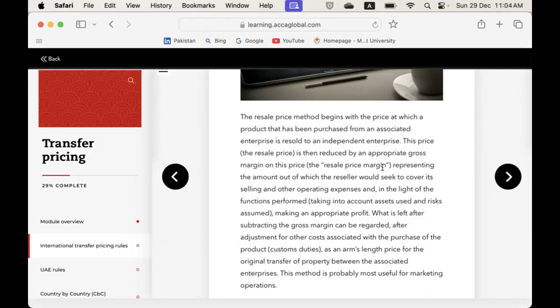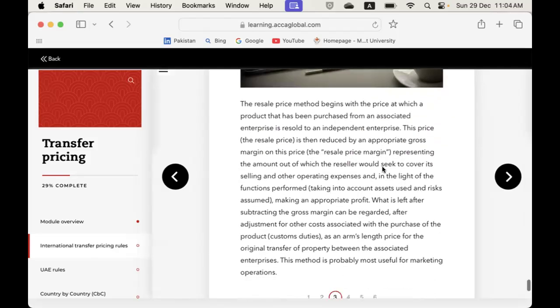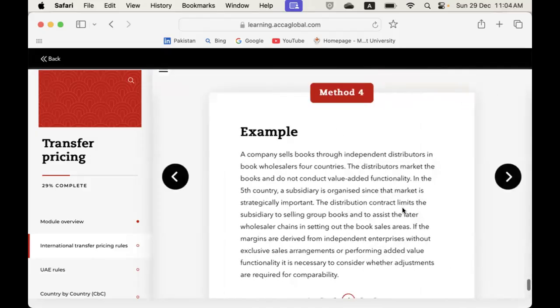That independent third party sales will be benchmarked for a gross margin, and that will give us an idea of whether the purchase price that we paid to our group's Chinese company, an associated enterprise, was a fair selling price or not. So basically a reverse calculation will happen. That is the price resale method. In the next slide we will have an example itself.